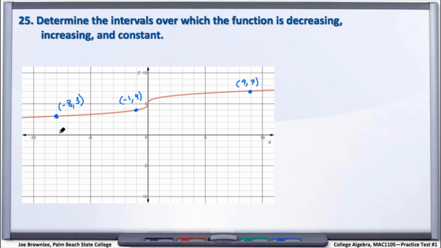So this trend continues throughout the entire domain of this function. As the x's get bigger, so too do the y's. And so we can say that this function is increasing over its entire domain, and the entire domain written in interval notation would be from -infinity to +infinity. Nowhere on this graph is the function decreasing, and nowhere on this graph is the function constant. And so number 25, increasing, -infinity to +infinity.